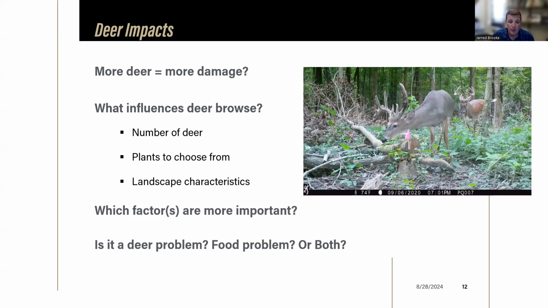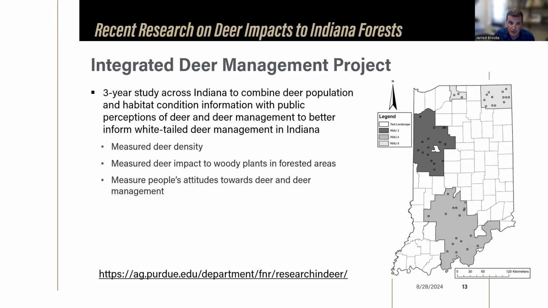impacts. And so we can think of deer impact as both a deer problem, but also a food problem, right? So we can have too many deer, but we can also have too little food on the landscape, and if there's too little food on the landscape and too many deer, then the deer impacts are going to be more. But if we have plenty of food on the landscape and we still have a lot of deer, then maybe those impacts are going to be less, because we have enough food to feed the deer that are there.